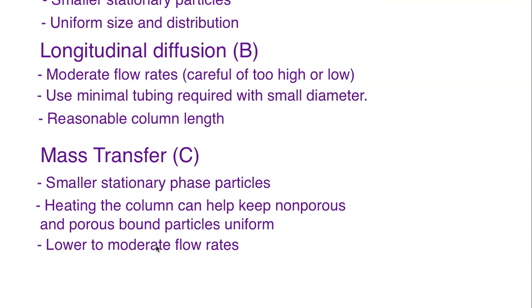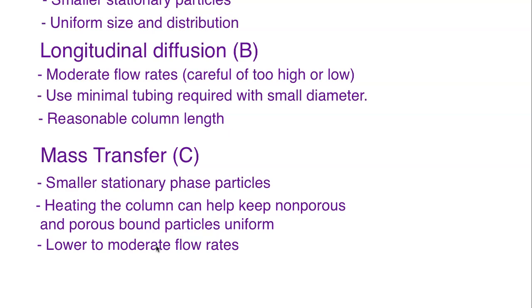Okay, mass transfer. So for the last factor, smaller stationary phase particles are ideal. Again, we're reinforcing this concept because the smaller the particles are, the less the porous effects are going to be felt, and the less the gap in mass transfer is going to be between analytes that are not interacting with those pores versus those that are. Heating the column can help with this, okay? So heating, and again, you need to be careful because heating could potentially increase the longitudinal diffusion, so there's a balance. But some heating may be a good experimental technique to use and do some trial and error.